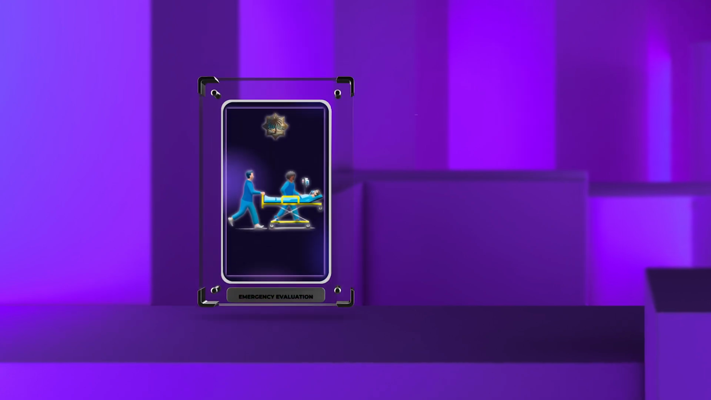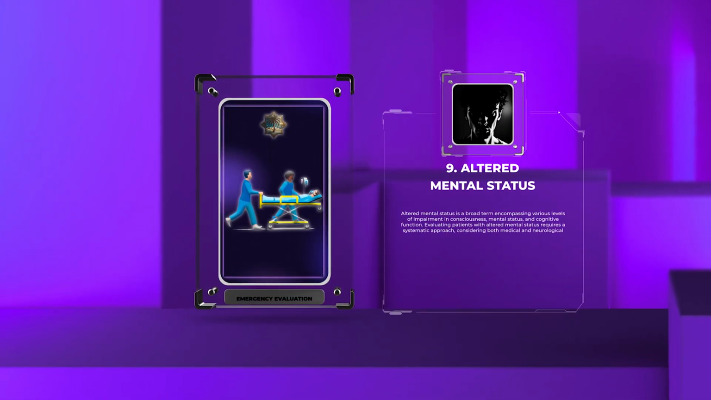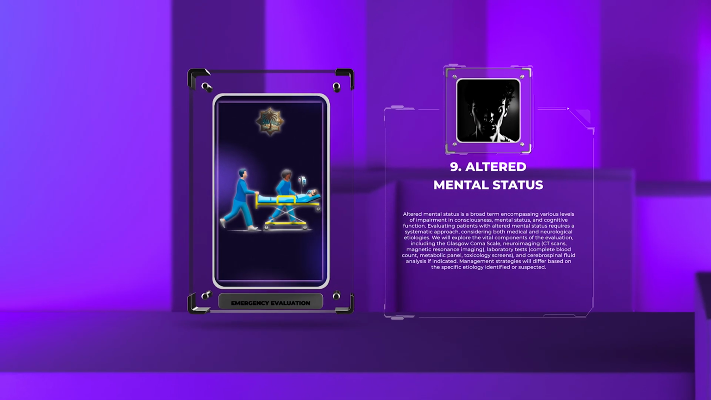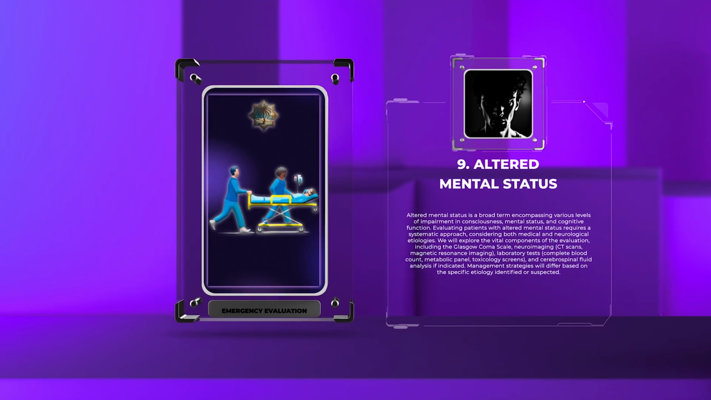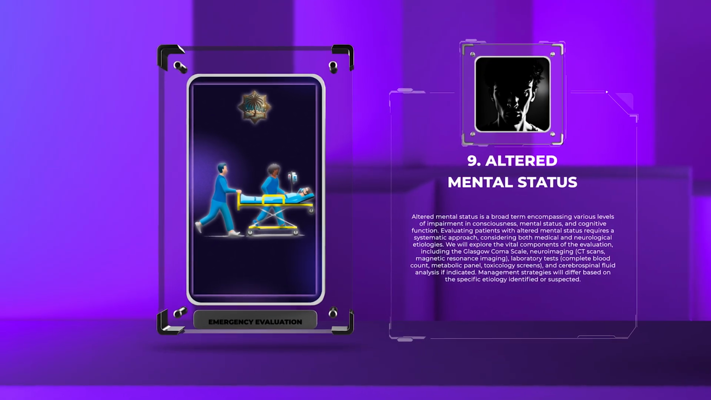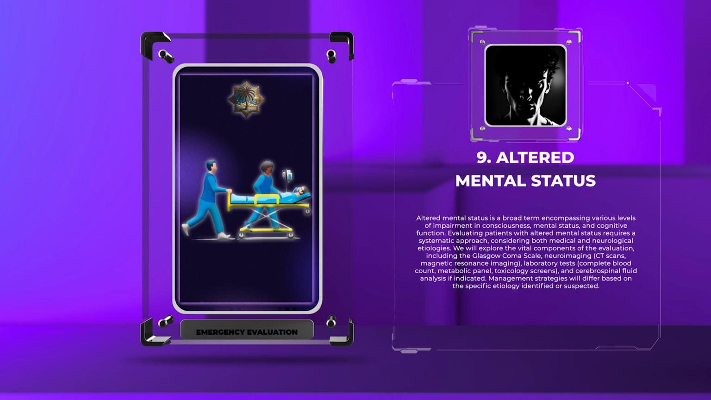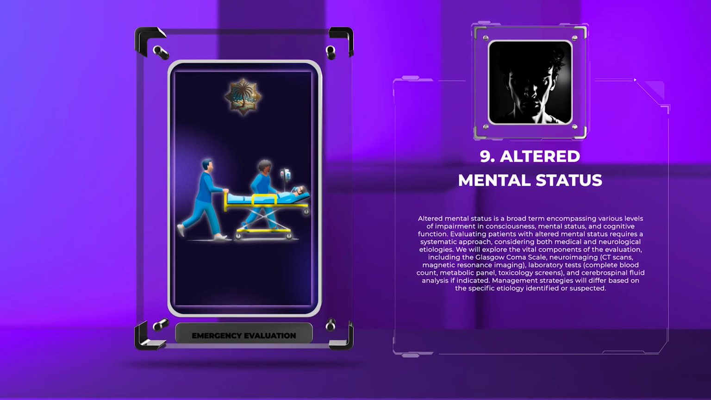Altered mental status is a broad term encompassing various levels of impairment in consciousness, mental status, and cognitive function. Evaluating patients with altered mental status requires a systematic approach, considering both medical and neurological etiologies.